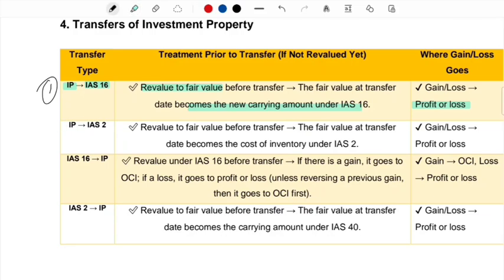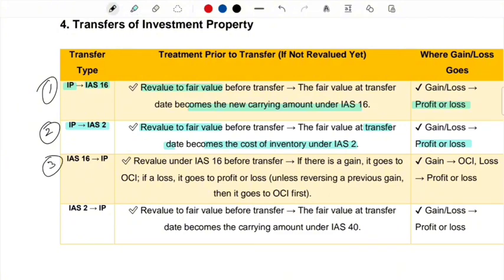You can also go from investment property to IAS 2, very common, not a problem. Again, before transfer, you will revalue to fair value, and the fair value at the transfer date becomes the cost of inventory under IAS 2. That is what you will be taking under IAS 2, which will form the cost of the inventory. Again, if you are revaluing to fair value, where does the gain or loss go? The gain or loss will go to profit or loss, because we are revaluing this under IAS 40, right? Before transfer, what is the standard applicable? IAS 40. So that gain or loss will go to profit or loss.